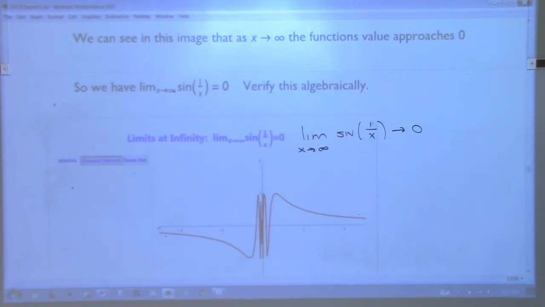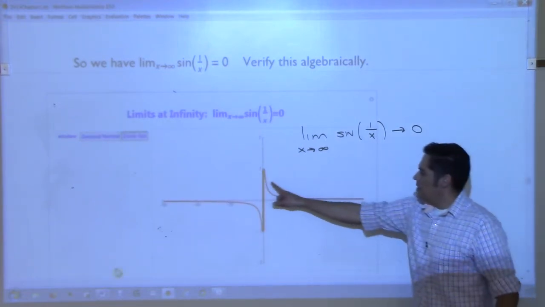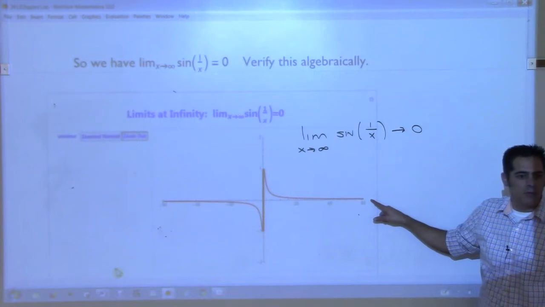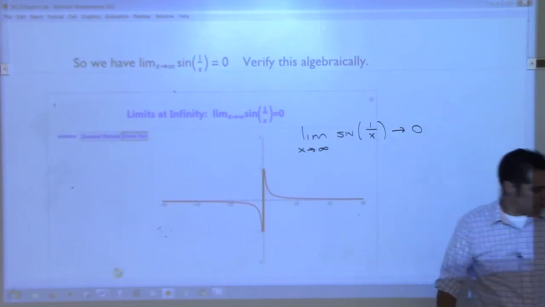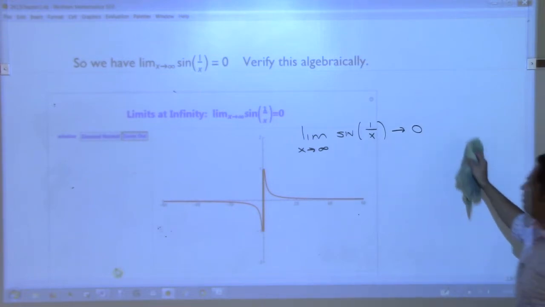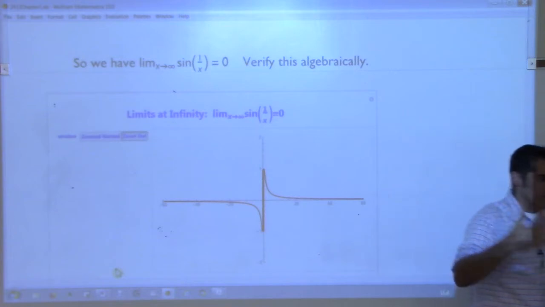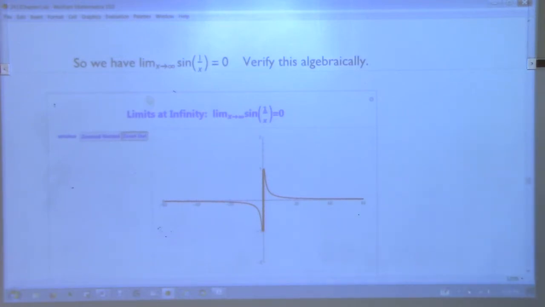There's the picture of sine of 1 over x. And you can see that as you go out to infinity, the function starts to taper down towards 0. So you can do the same idea of x going to infinity with trig functions. You don't have to just be messing with polynomials and rational functions or root functions.